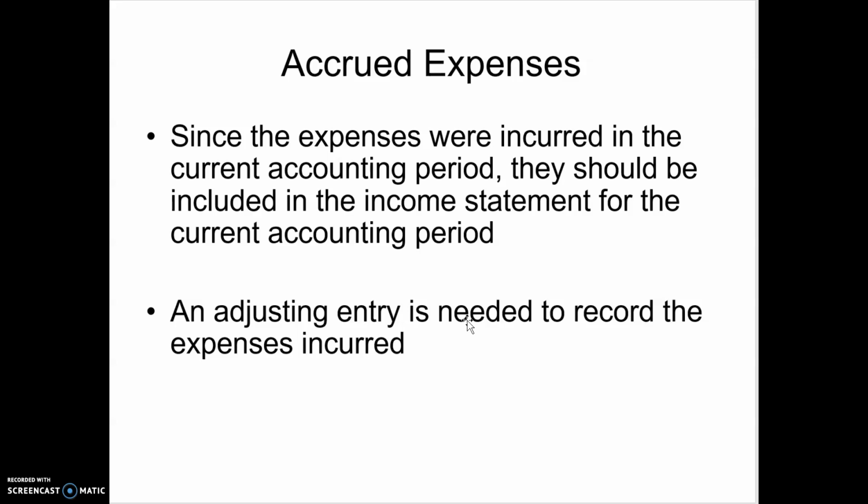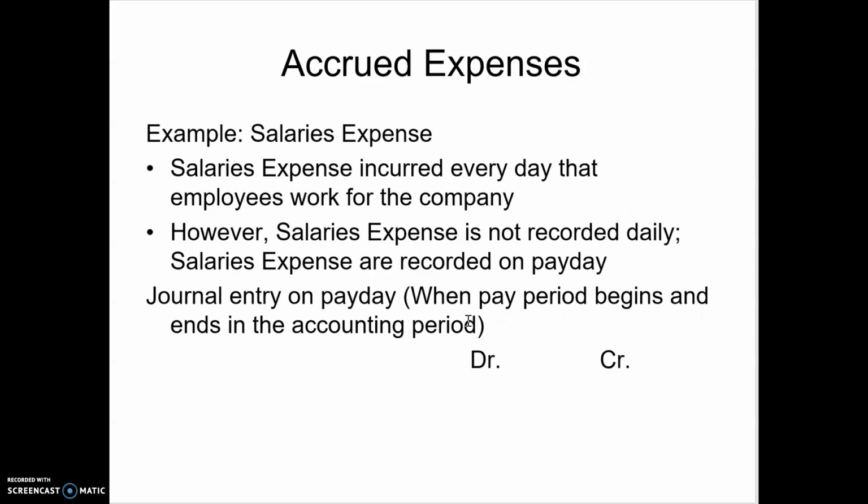So we have to make an adjusting entry to record that expense, and then we also have to record that we owe for it. We're not going to pay for it till later, so as of the end of the period, we owe for that expense. So a common example of an accrued expense would be your salaries expense or your wages expense. Because really, every day that your employees work for you, you're incurring salaries expense. But we don't make the journal entry every day.